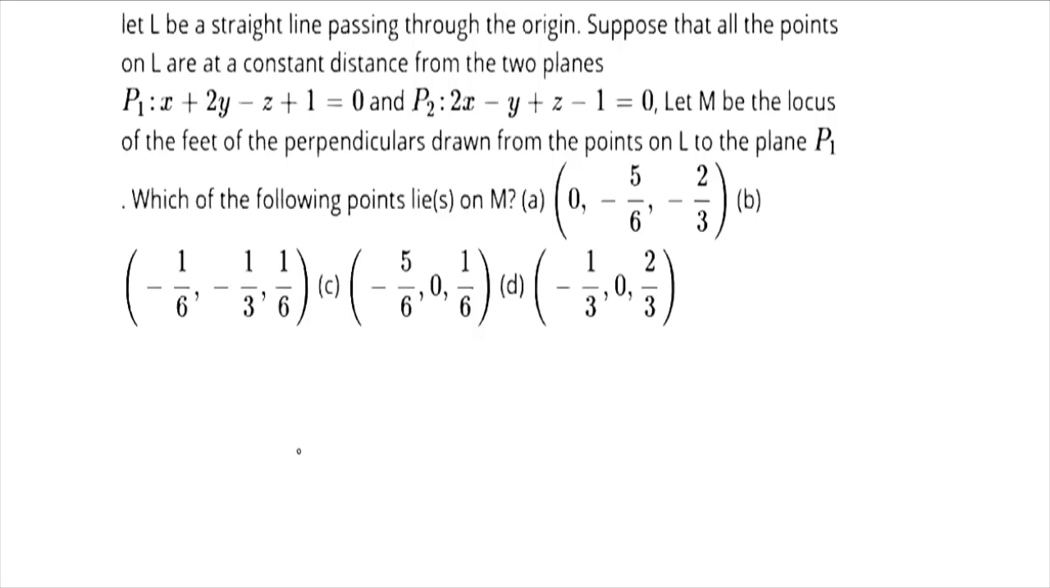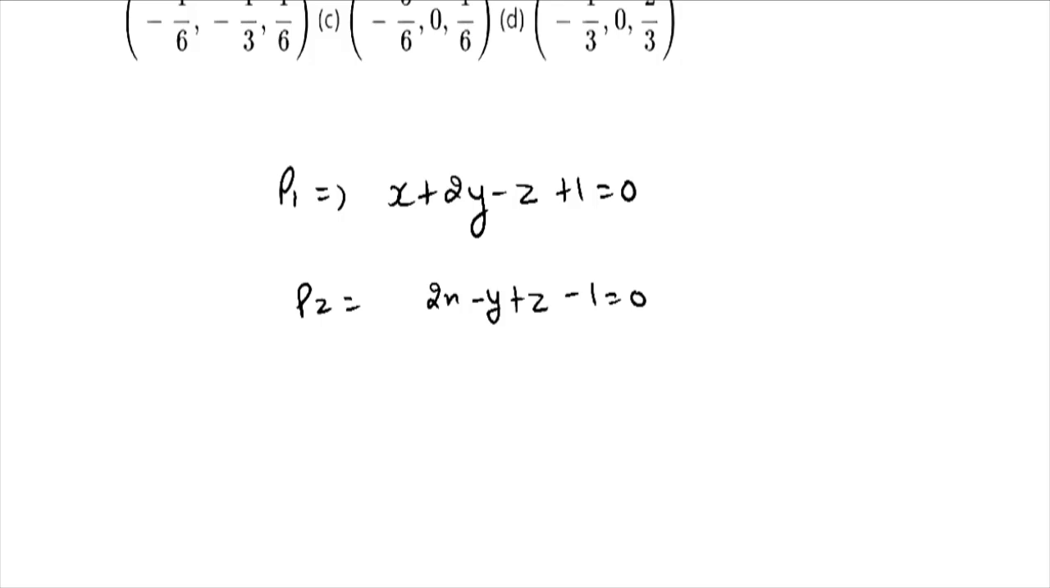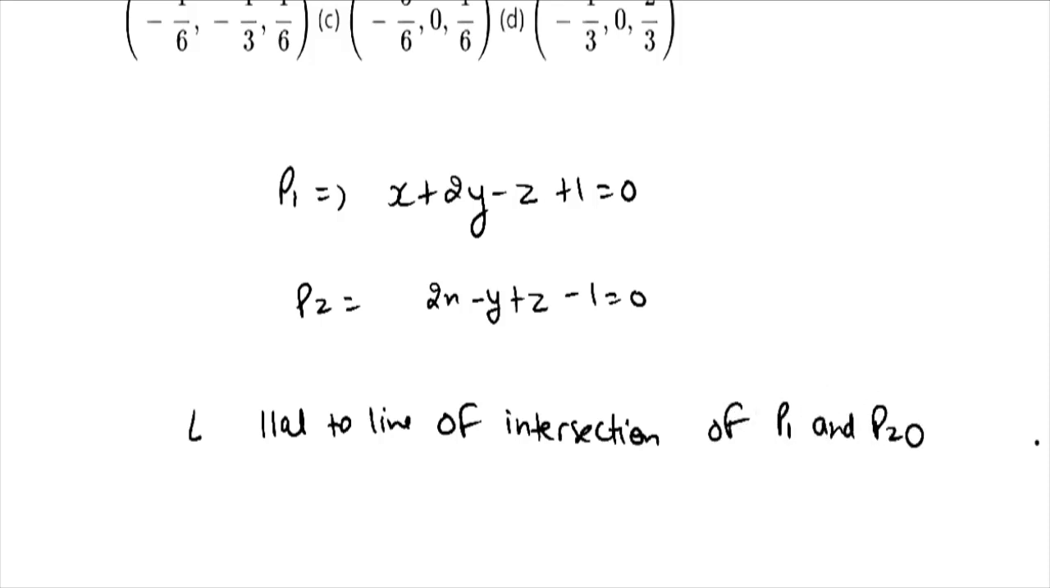Now here in this question we have given that two planes. First is P1 and here P1 is x plus 2y minus z plus 1 is equal to 0. Next we have P2 is equal to 2x minus y plus z minus 1 is equal to 0. Now next, the line L will be parallel to the line of intersection of plane P1 and P2.